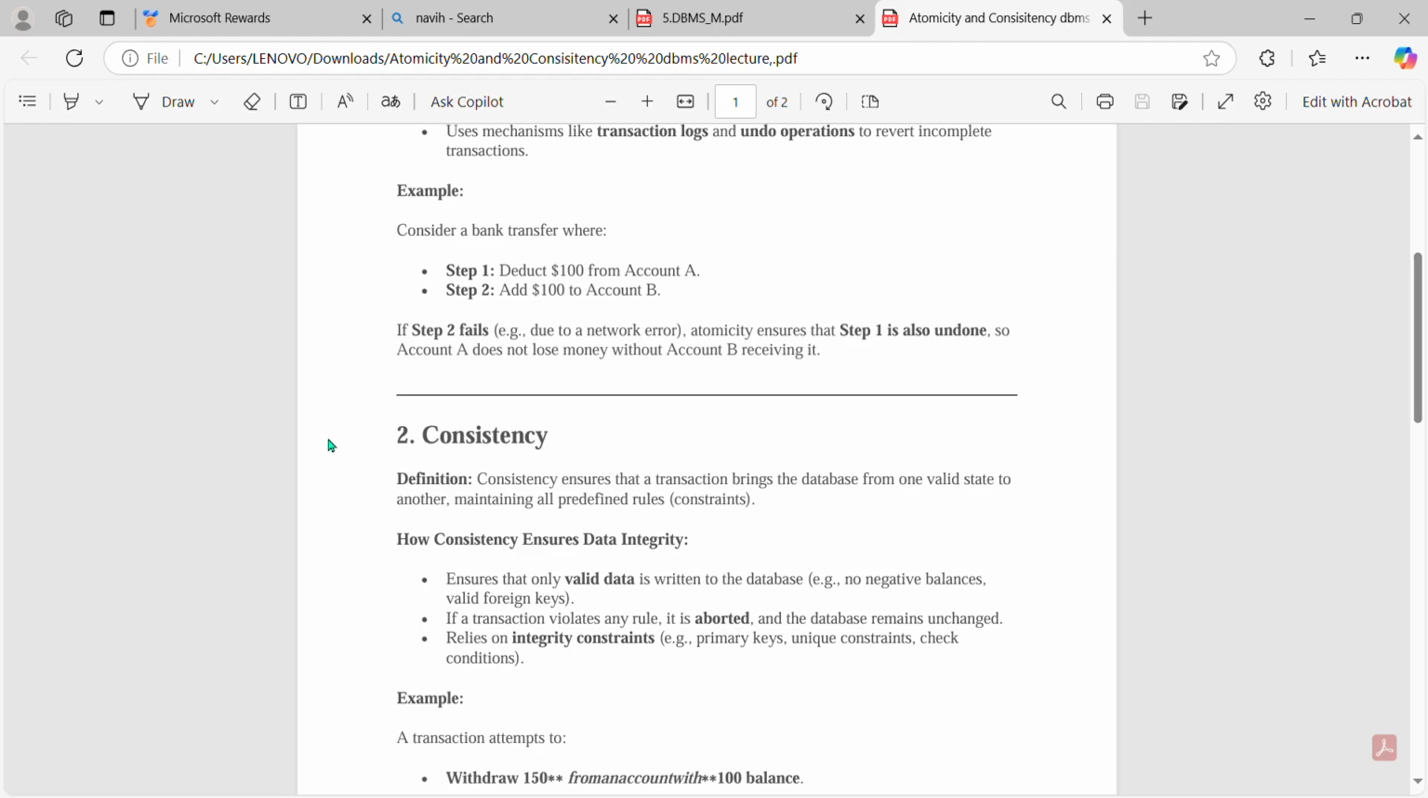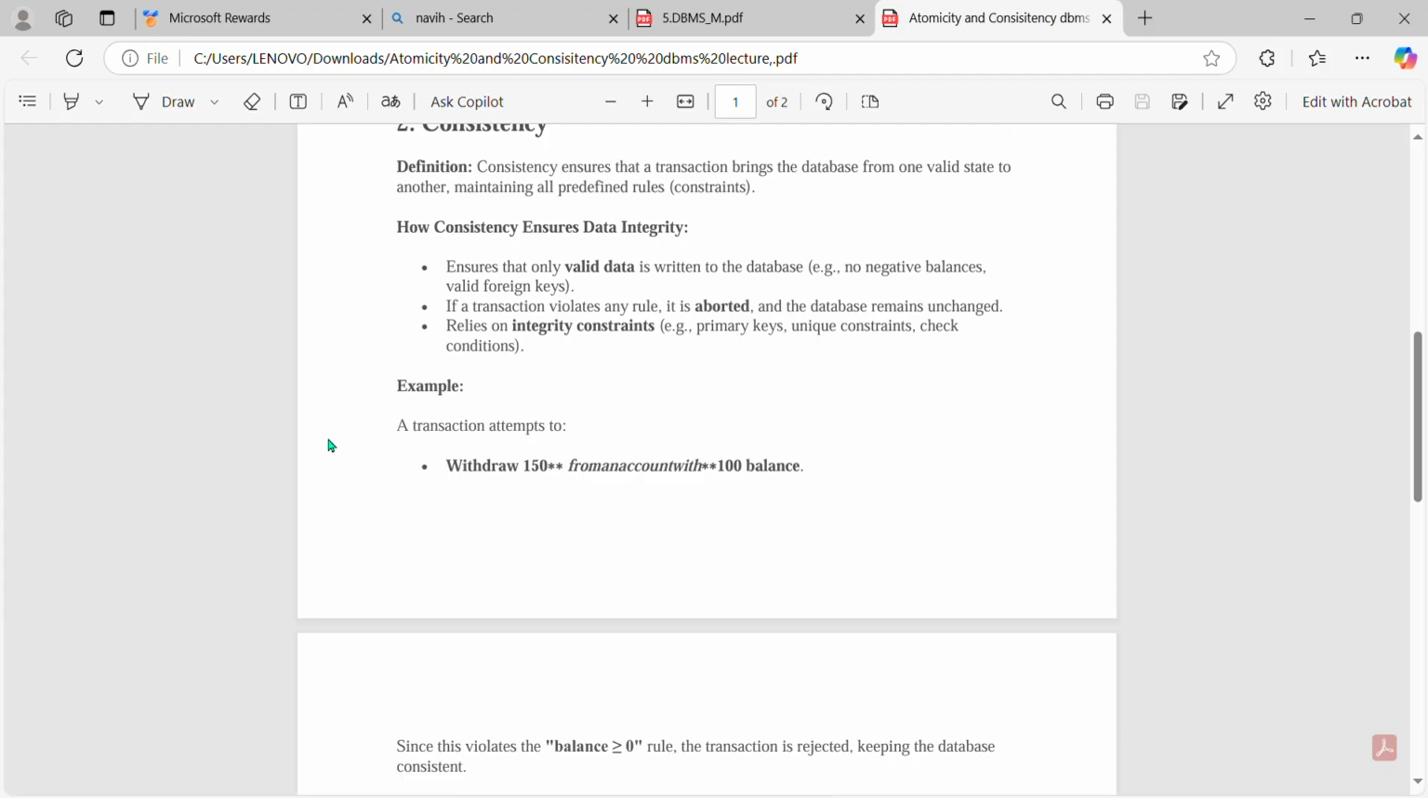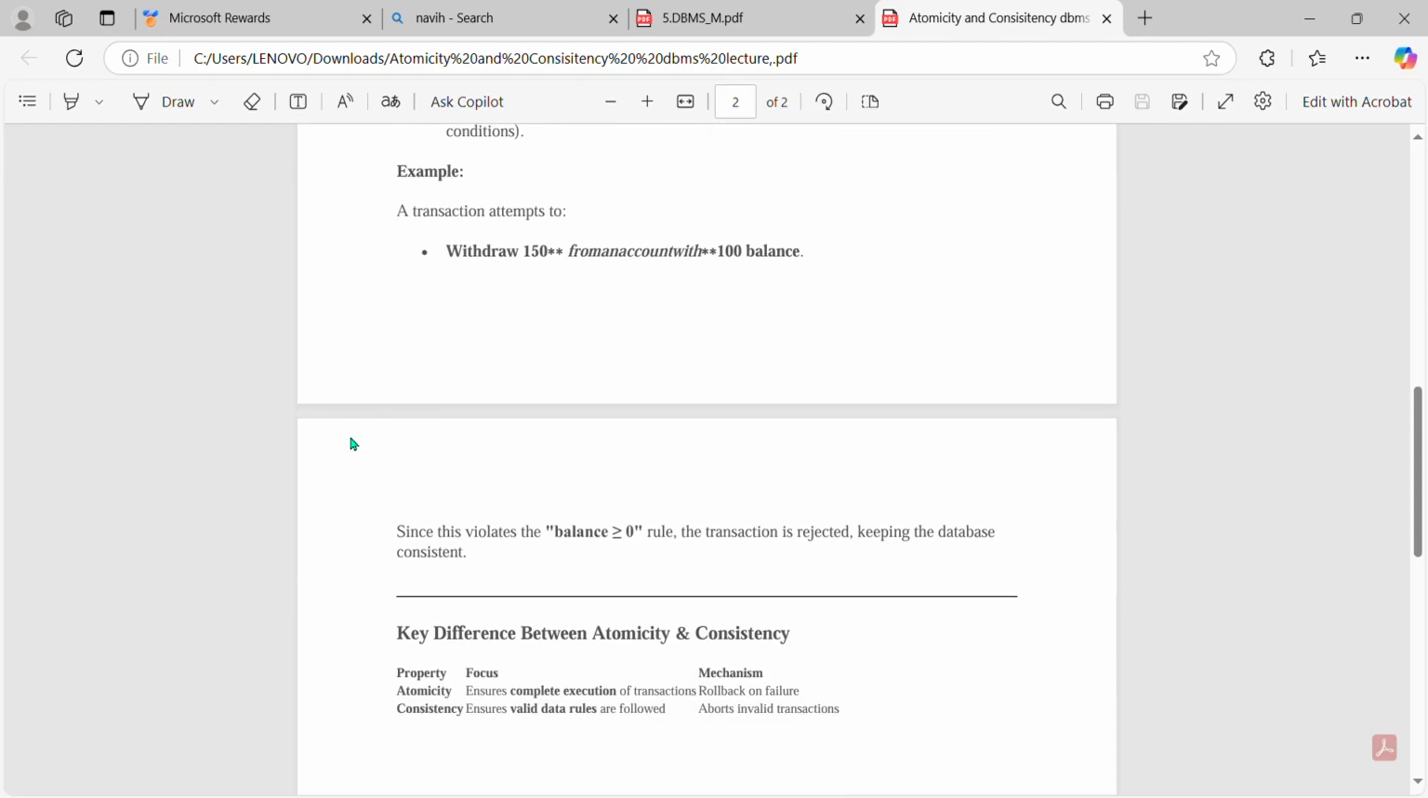Now we will talk about an example. A transaction attempts to withdraw 150 from an account with a balance of 100. Since this violates the rule that balance must be greater than or equal to 0, the transaction is rejected, keeping the database consistent.